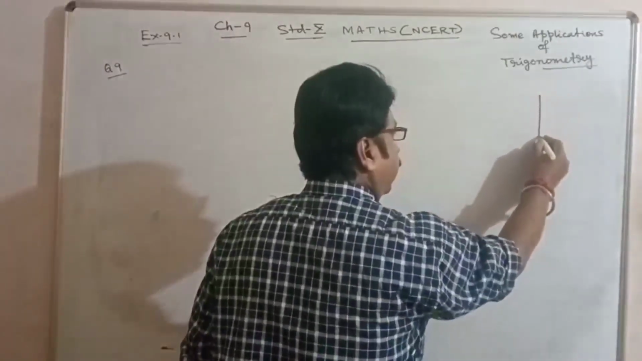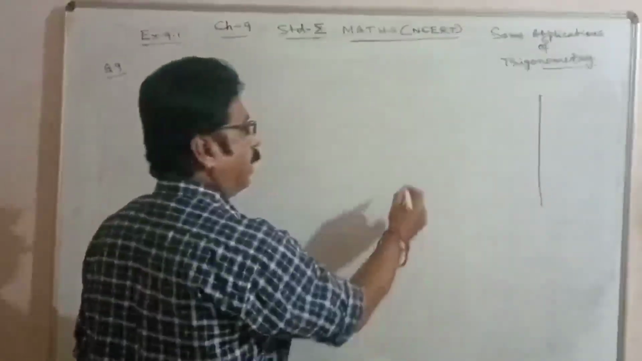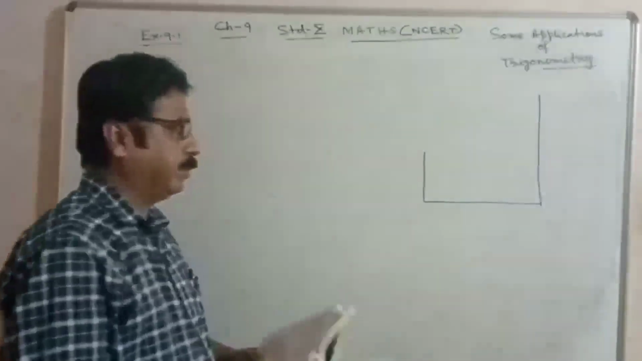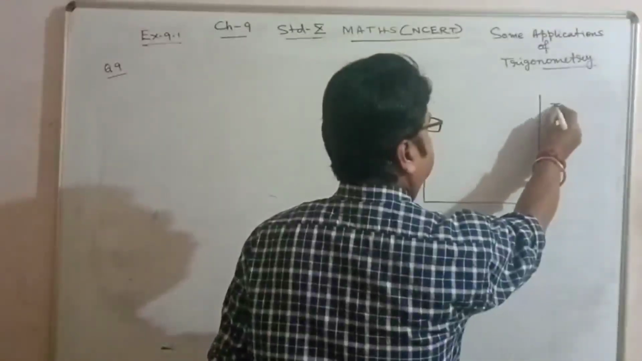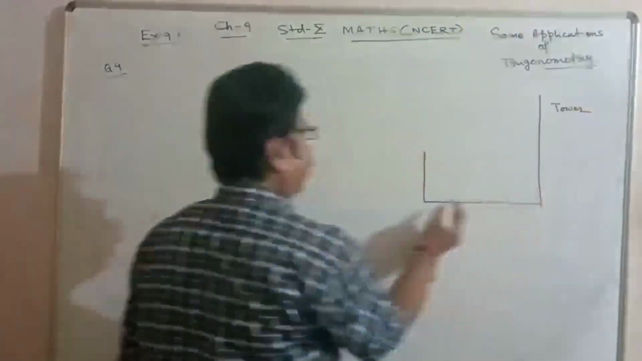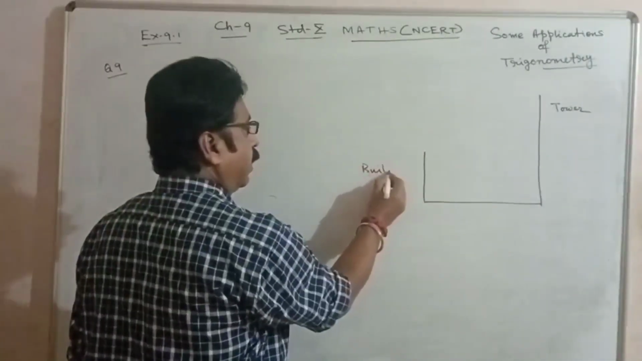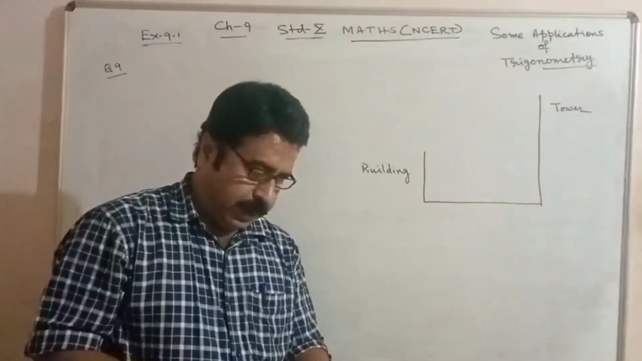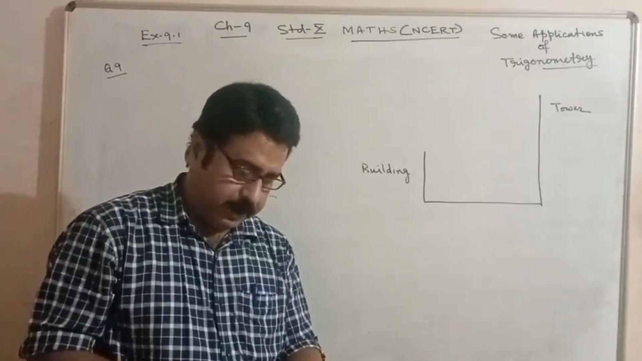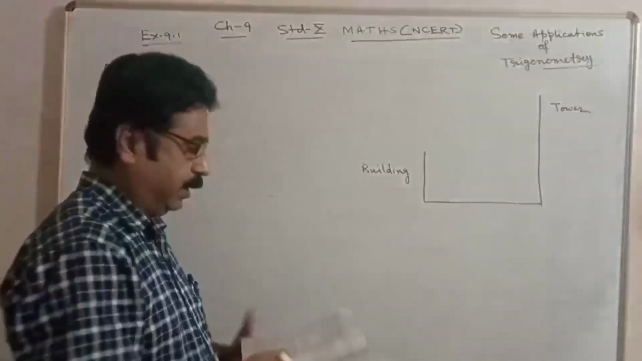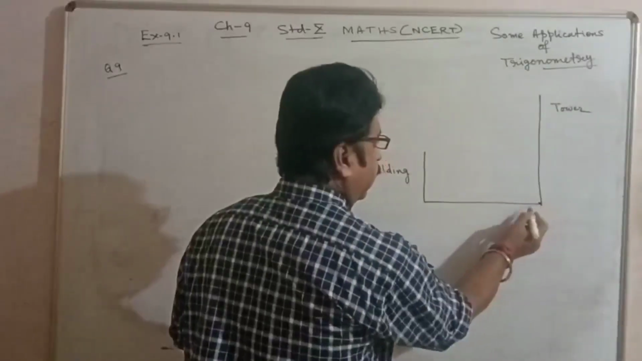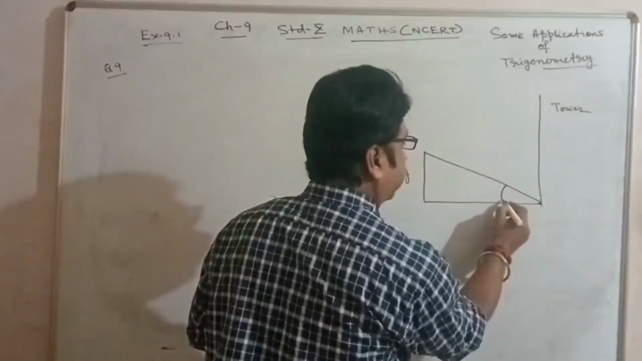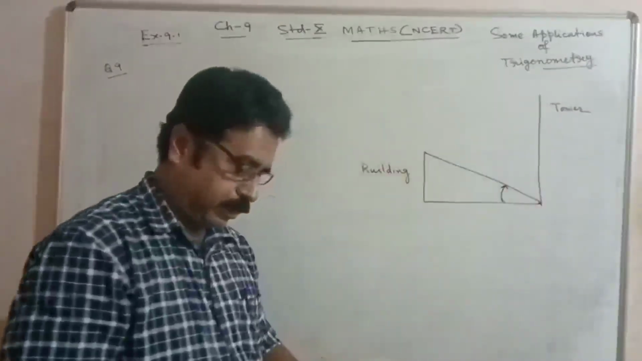Suppose this is the tower and this is the building. It is the ground level. It is tower. It is building. The angle of elevation of the top of a building from the foot of the tower. It is the foot of the tower. It is the top of the building. This angle of elevation is 30 degree.